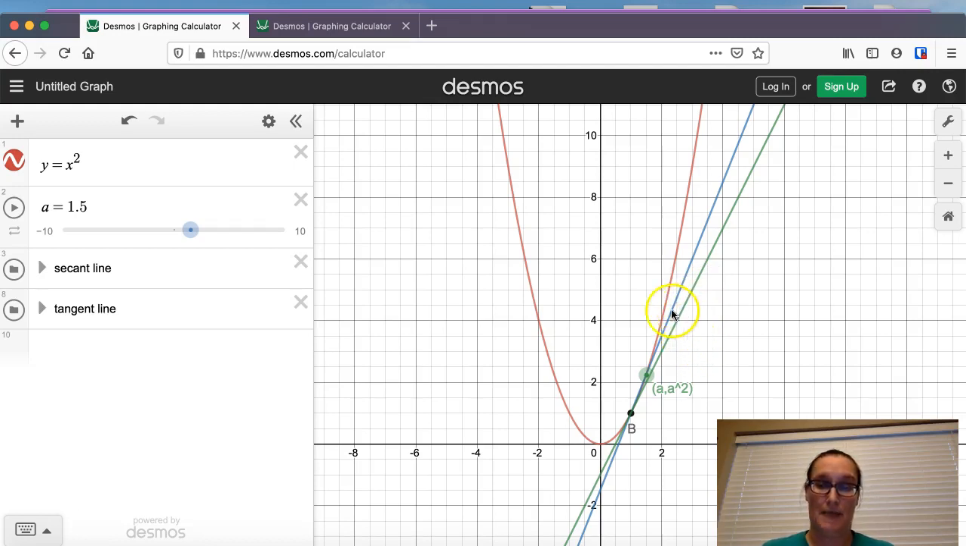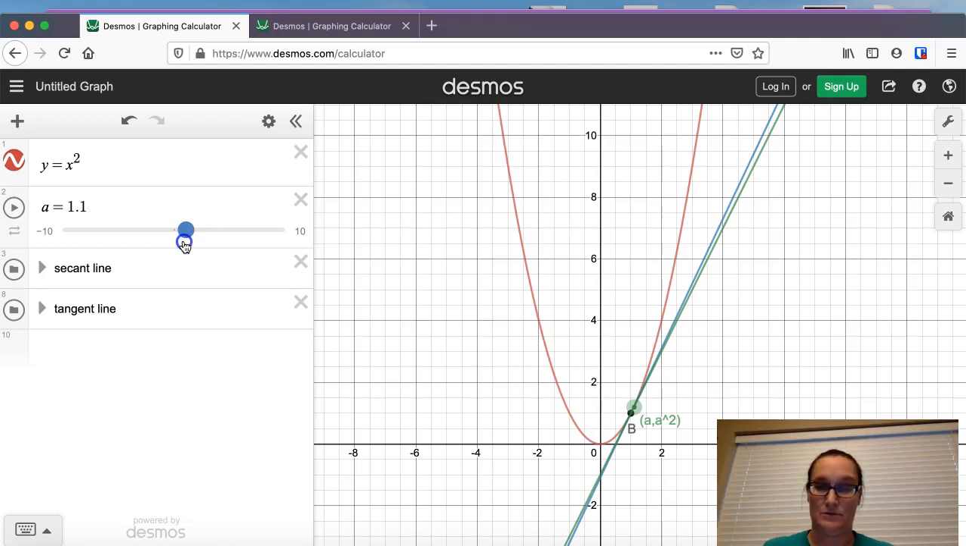As you can see, it's not bad, but it's not the greatest. So how could we make this better? If we use this little slider to do different values for A, we can see that if we make A larger, if we move that point further away from B, our secant line slope is going to get further away from the tangent line. But if we move that point closer to B, we can see that we're going to get very, very close to the tangent line. If A is B, it will be the tangent line, but that's because I'm just sliding it along the curve until it meets B.